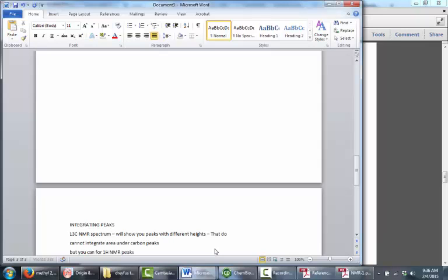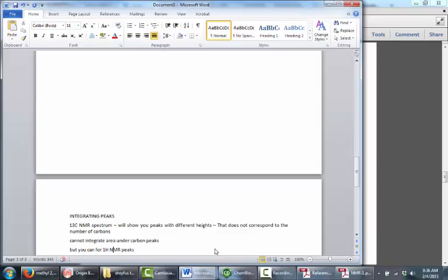That does not correspond to the number of carbons. So those peaks have different heights and different intensities. That's not related to how many different carbons are contributing to each signal. So you absolutely cannot integrate those areas and figure out how many chemically equivalent carbon atoms are involved in each peak. However, for the proton NMR spectrum, you absolutely can.